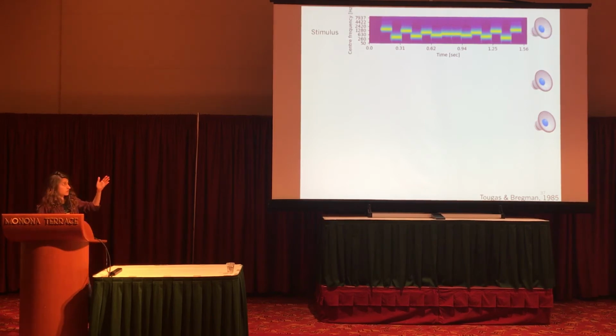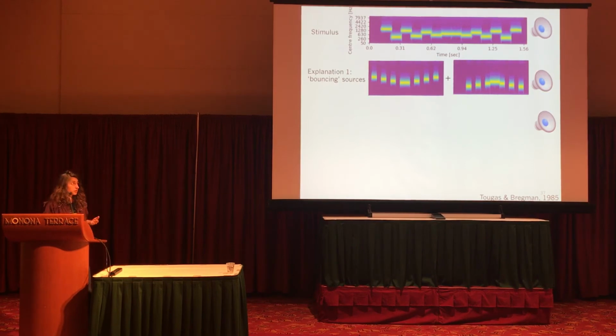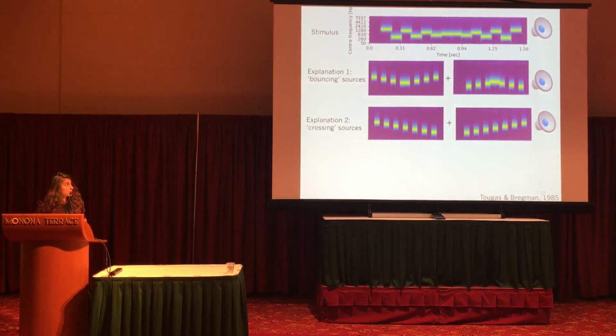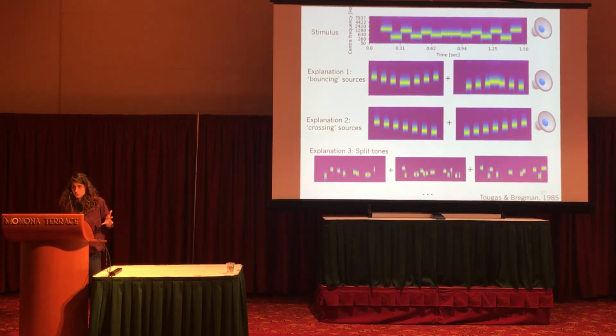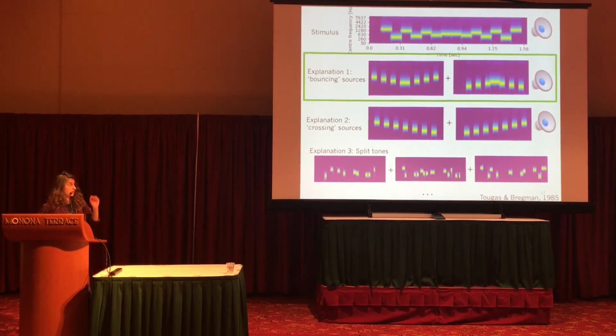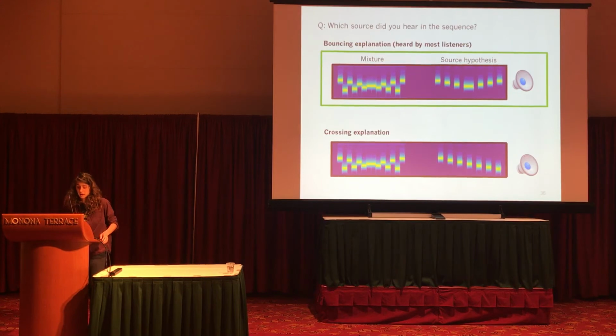And this signal could have many different causal explanations. So it could be produced by two sources, one of which descends and then ascends, and then the other does the opposite. We can call that the bouncing hypothesis, bouncing sources. Or it could be, again, produced by two sources, but these sources cross in frequency. Or in general, there could be an infinite number of other explanations. But humans tend to hear this explanation. And so I'll try to show you that now.